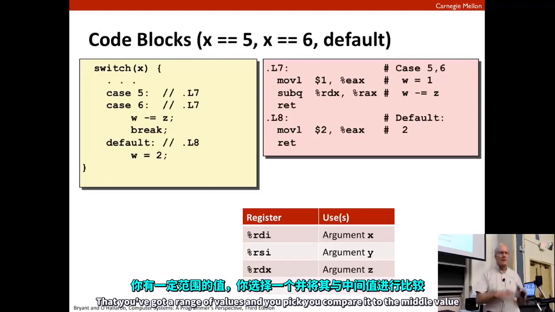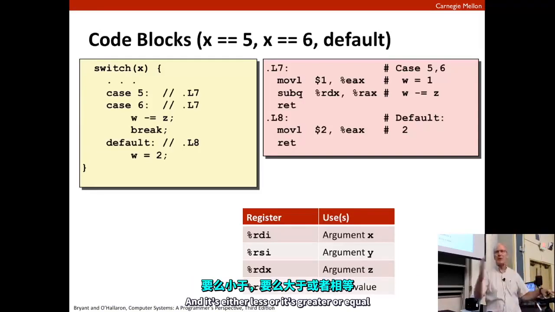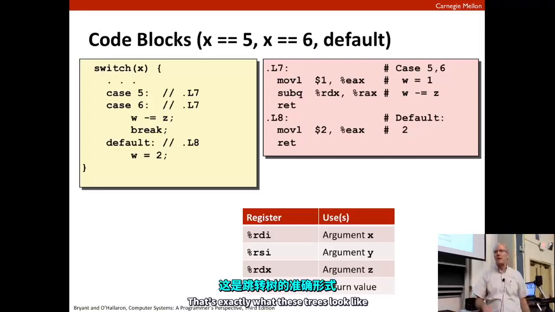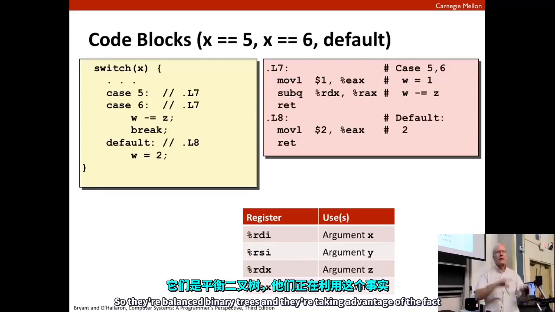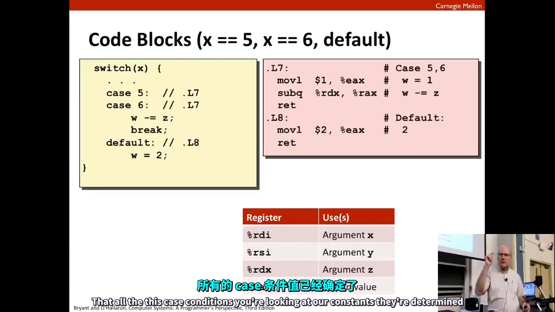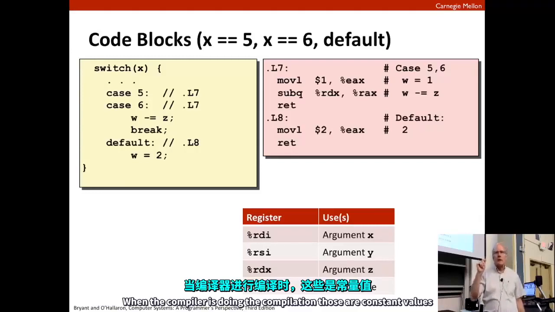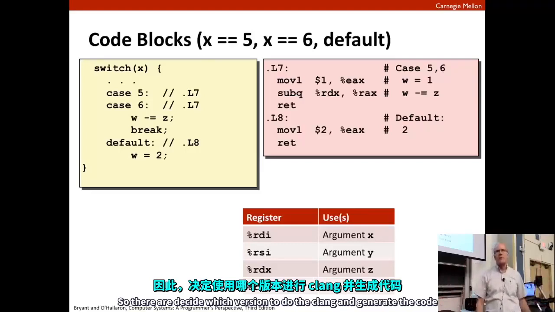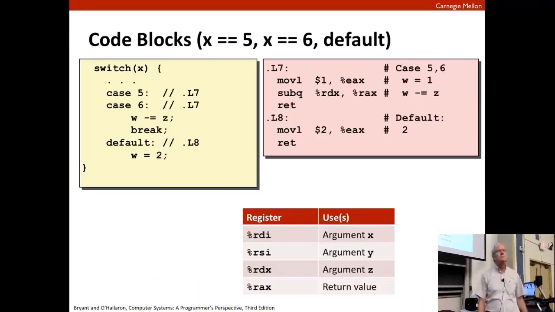If you know binary search, you've got a range of values and you compare it to the middle value, and it's either less or greater or equal. If it's less, you recursively handle one set, and if it's greater, the other set. That's exactly what these trees look like. They're balanced binary trees, and they take advantage of the fact that in C, which is not true in all languages, all the case conditions you're looking at are constants. They're determined when the compiler is doing the compilation. So it can sort them, figure out how many there are, what range of values there are, decide which version to use, and generate the code. Other questions?